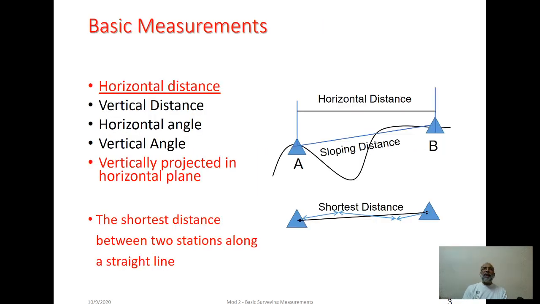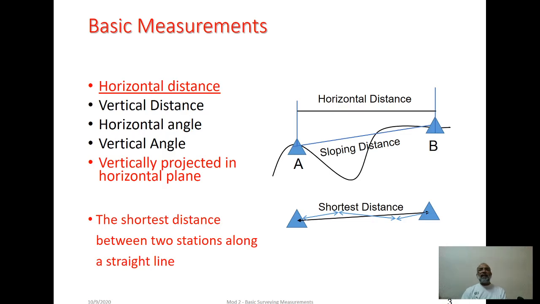As a part of surveying, we deal with 4 basic measurements. First one is horizontal distance. Second one is vertical distance. Third one is vertical angle. Fourth one is horizontal angle.